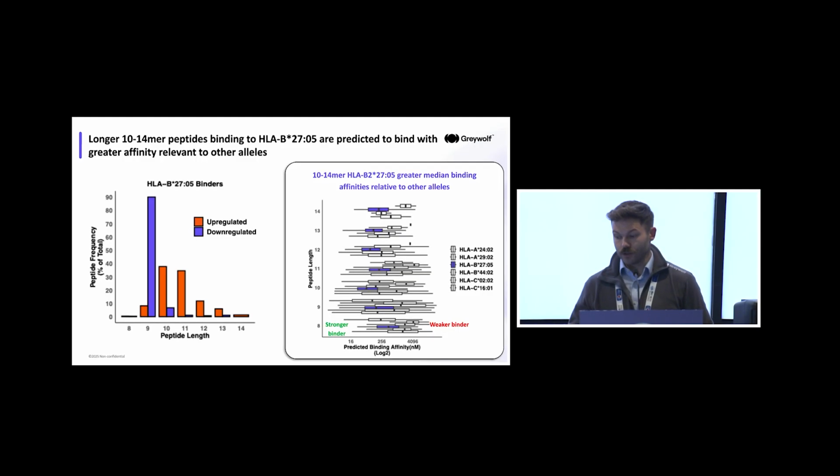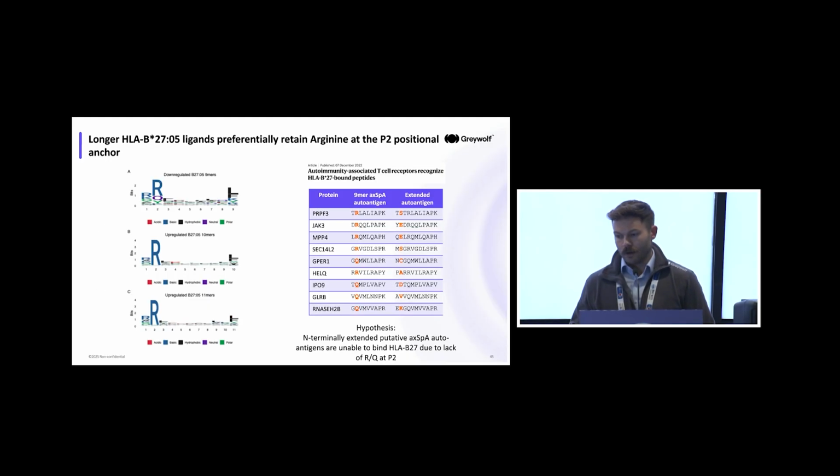But what you can see quite interestingly is that on the right-hand side, if you follow those purple bars for 10, 11, 12, 13, and 14 mers, they are actually all predicted to be stronger binders relative to any of those other alleles in that cell line. So there is something about B2705 that we think will just readily accommodate these longer peptides, but that's not the entirety of the story here.